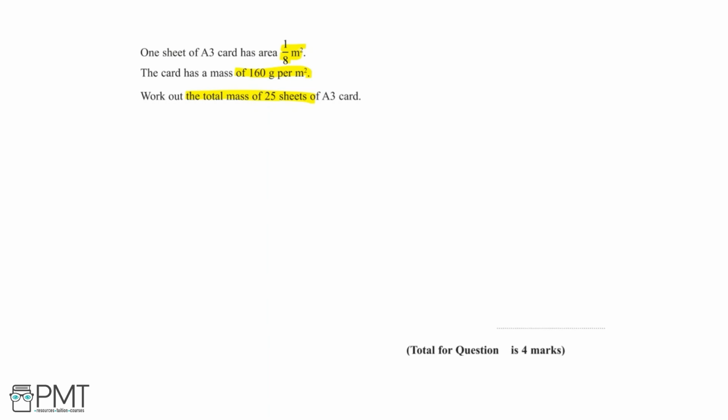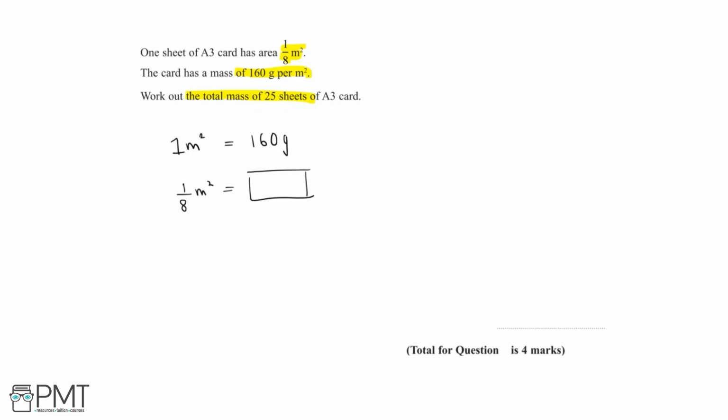So now let's think about the information that has been given to us. If a card has a mass of 160 grams per meter squared, that means in 1 meter squared of card, it has a mass of 160 grams. Now we're told that one sheet of A3 card has an area of 1/8 meters squared. So now we want to go from 1 meter squared to 1/8 meters squared in order to see the mass of one sheet of A3 card.